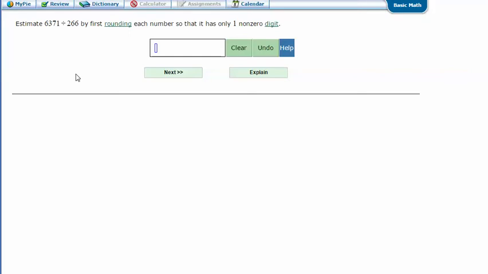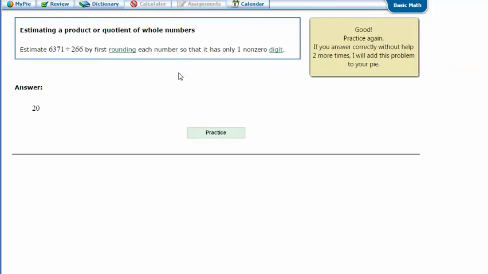In my ALEKS screen, I type in the answer that I got in my notes, 20, and click Next. And it says that I got the correct answer.